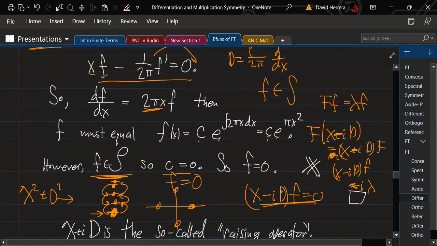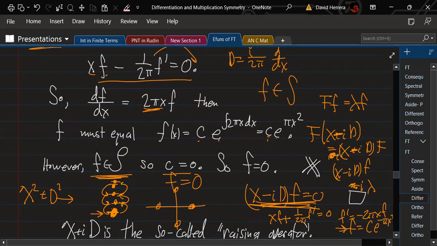If I write out what this is, x plus 1 over 2 pi f prime is equal to 0. And that's f prime is minus 2 pi xf, which tells me, if you just solve it using the exact same method we used before, we see that f is a multiple of the Gaussian. So the Gaussian is the kernel of this operator.